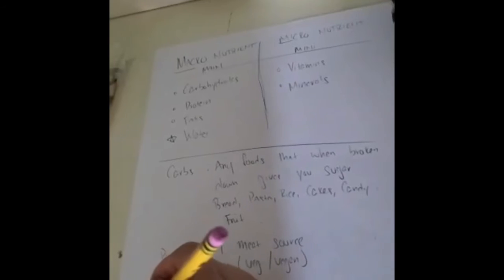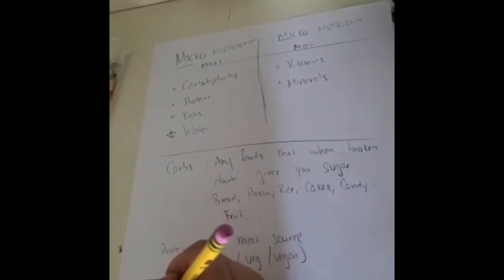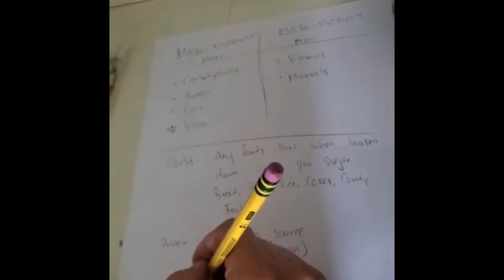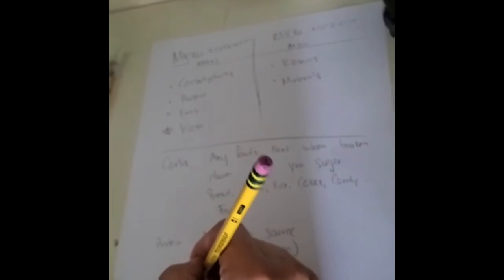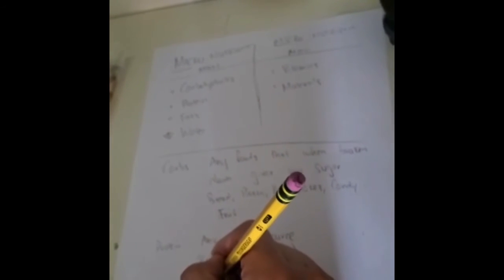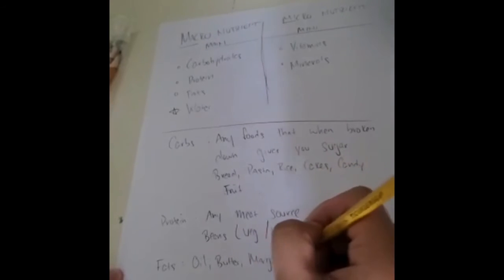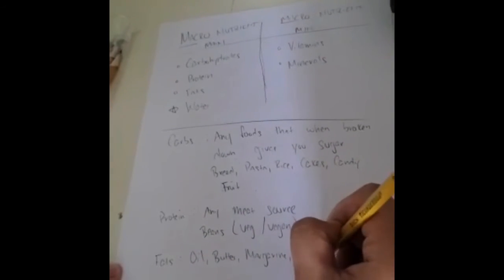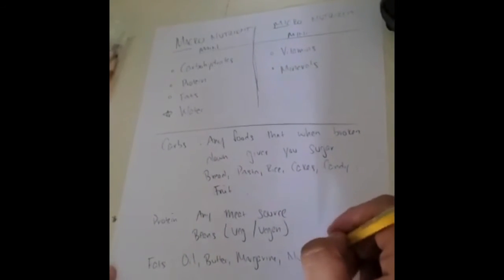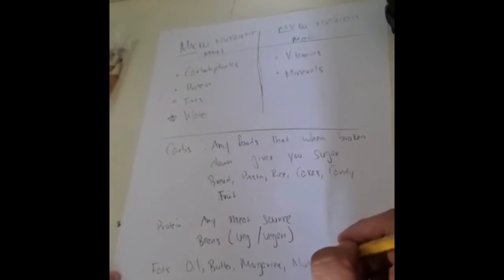And then for fats, that should be pretty obvious. Fats come from oil, butter, margarine, nuts, and even some fish.